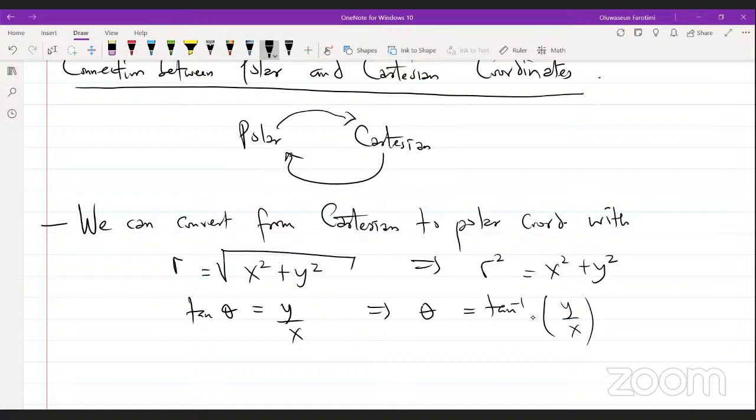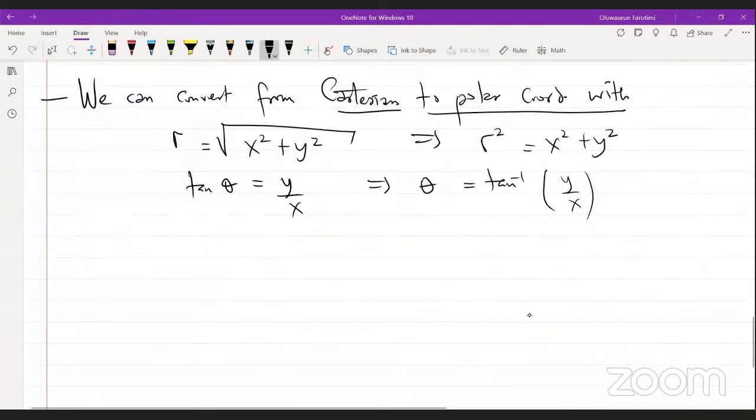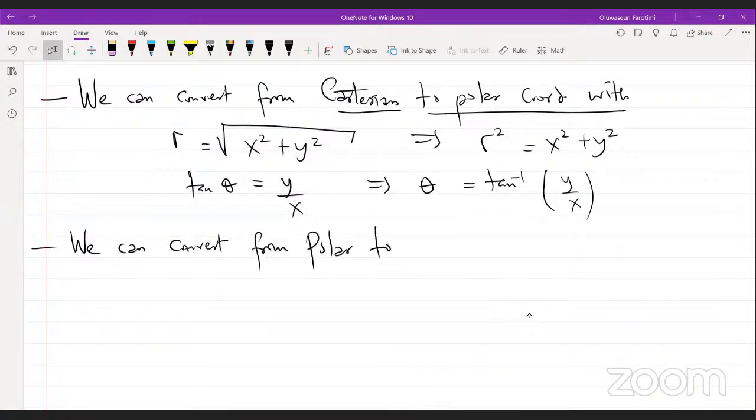Okay, so to convert from polar to Cartesian, it will be with a different formula. But to go from Cartesian to polar, this is what we need. Okay, so now let's see. We can convert from polar to Cartesian coordinates with these formulas.